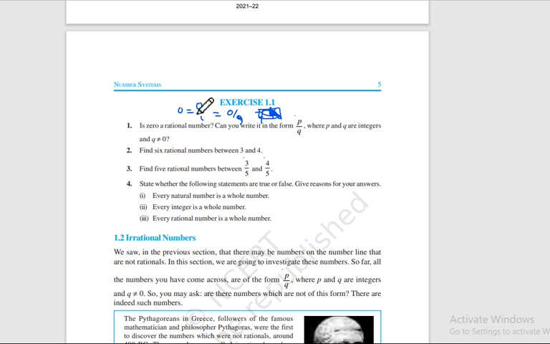and we can write 0 as p by q. So 0 is a rational number. Question 1 is done. Let us go to question 2. Find 6 rational numbers between 3 and 4.